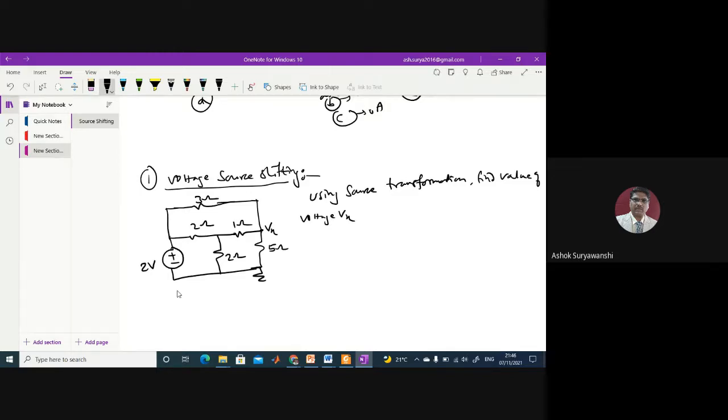Because our unit number 1 is on calculation of different values of current, voltage, power, that is by analyzing the circuits, networks, this is what you have to find out. So here they have not asked for source shifting. Always the question will be: using source transformation, find the value of the voltage Vx, or find the value of current or power, etc.